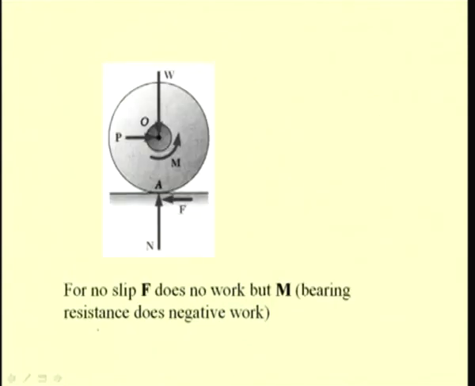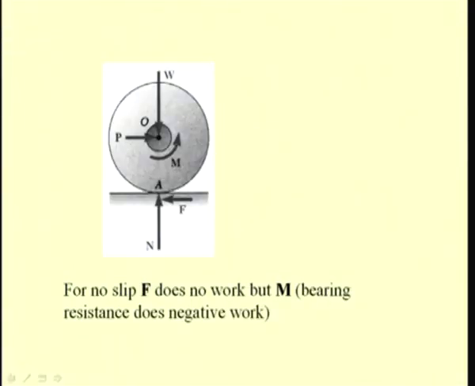Let us consider another case where friction occurs in the bearing. We have already seen that the bearing resistance has to be overcome when a wheel is rolled on a surface. We have already seen that for this M to exist, there will be a frictional force F at the point of contact between the wheel and the surface.